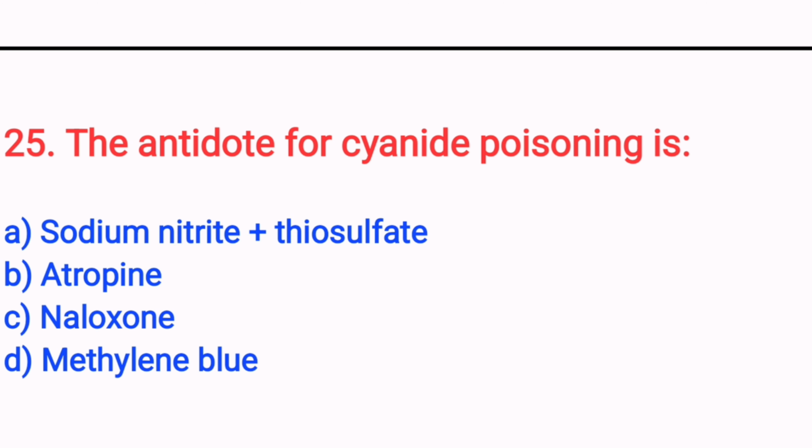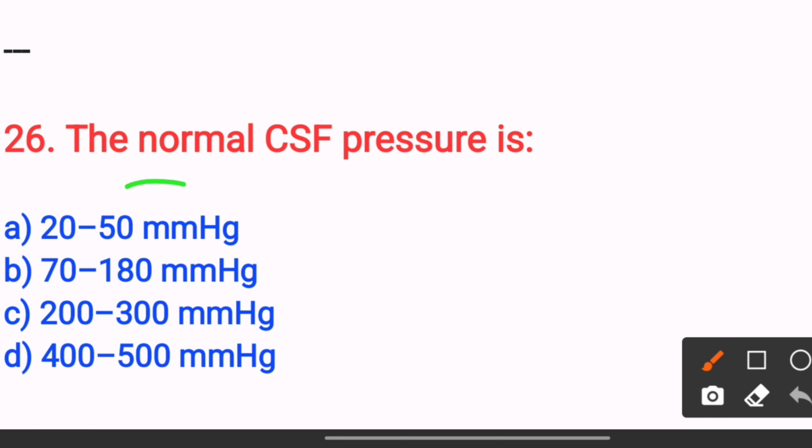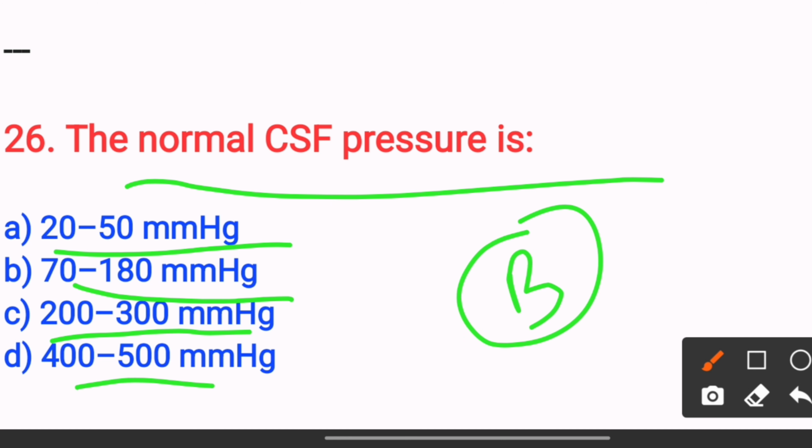Next, the normal CSF pressure is option A 20 to 50 mm of Hg. Option B 70 to 180. Option C 200 to 300. Option D 400 to 500. The answer is option B, 70 to 180 mm of Hg.